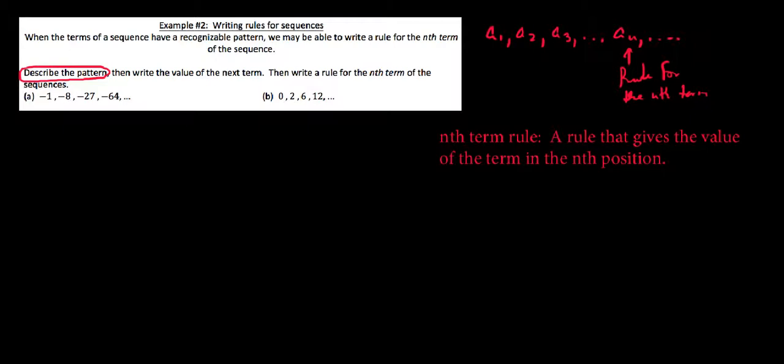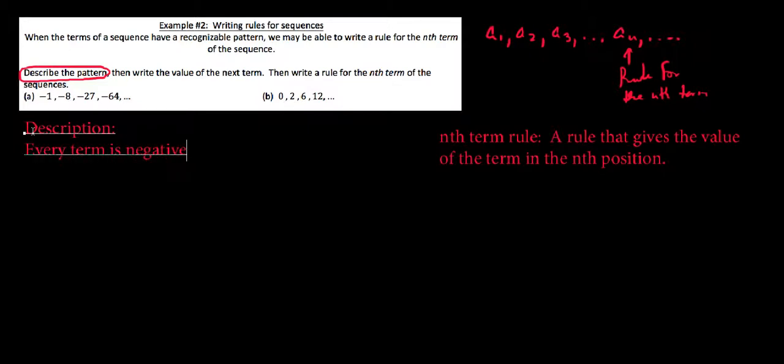Some things we tend to look at are how they grow. I notice that this is all negative from term to term here. It's not oscillating from positive to negative to positive to negative. So some things that I might write in terms of my description, we can go ahead and write one down. We can say every term is negative.